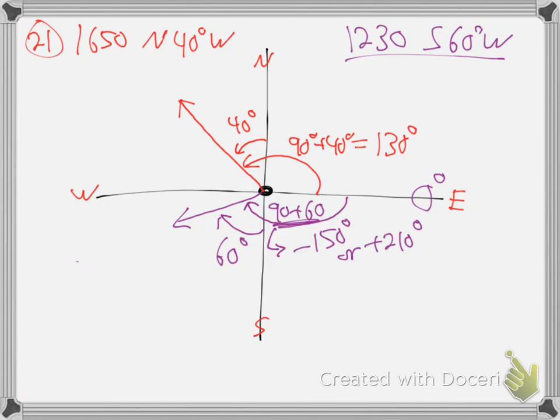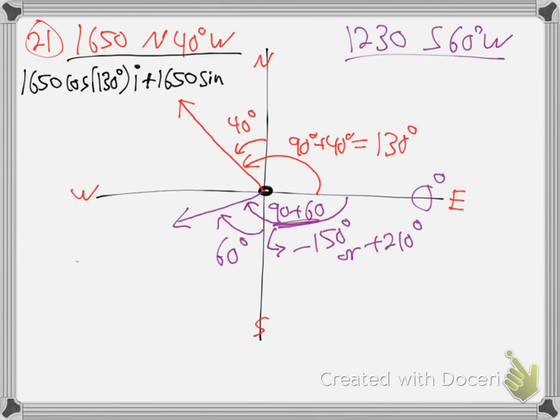So now go ahead and find the vectors, right? So you know the formula for the vectors. It's going to be 1650 cosine of, what is it, 130? So his direction angle is 130. Cosine of 130 i, plus 1650 sine of 130 j.